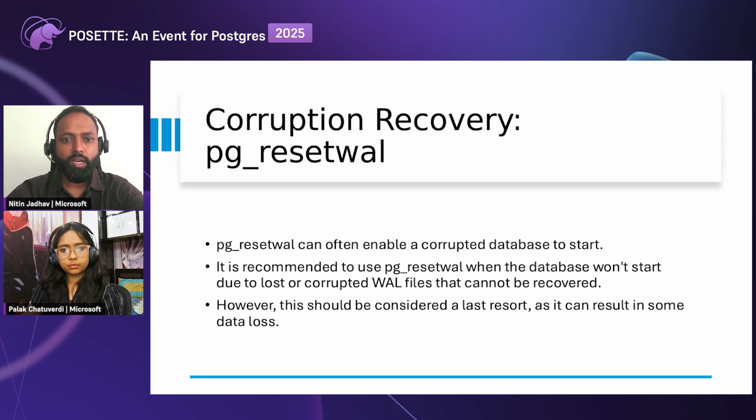Next, let's see how to use pg_resetwal. pg_resetwal is a PostgreSQL utility used to reset the WAL of the database cluster. With this, we can recover a corrupted database. It is recommended to use pg_resetwal when the database won't start due to lost or corrupted WAL files which cannot be recovered. In that case, we can use pg_resetwal to recover from the corruption. And this should be considered a last resort as it can result in some data loss.